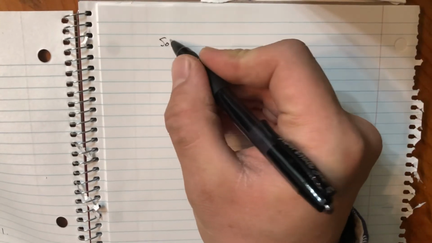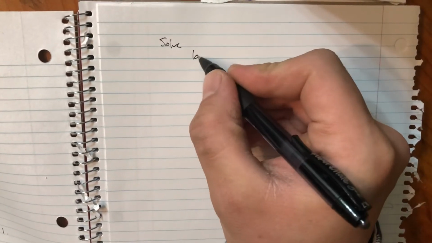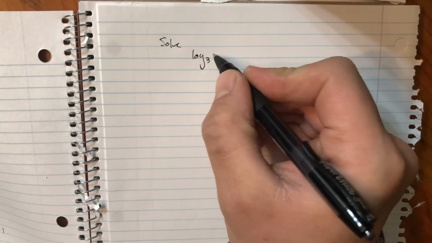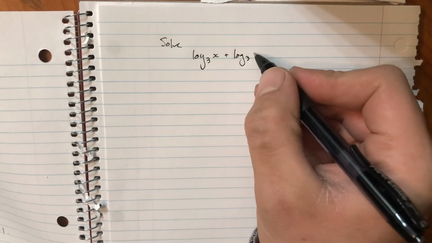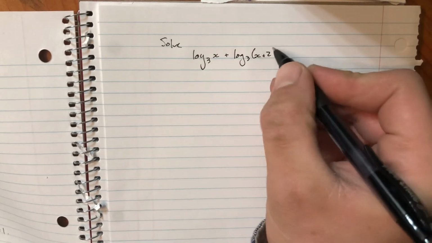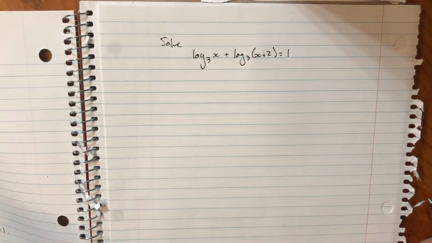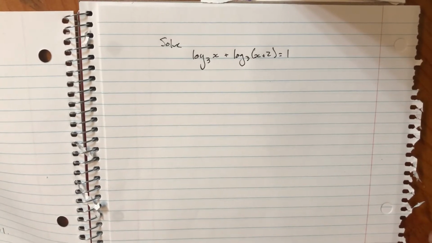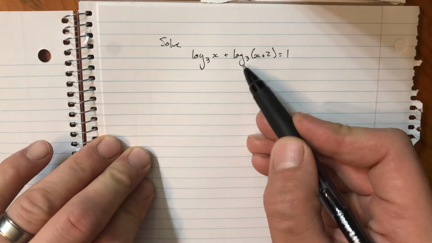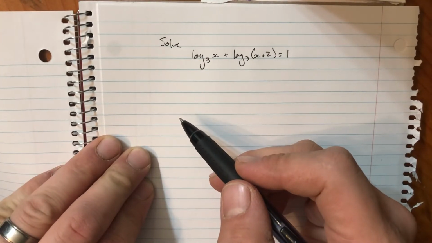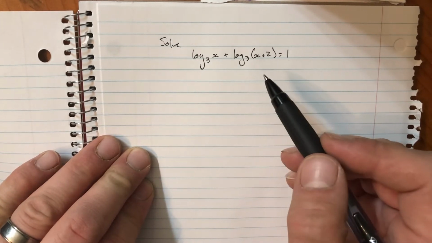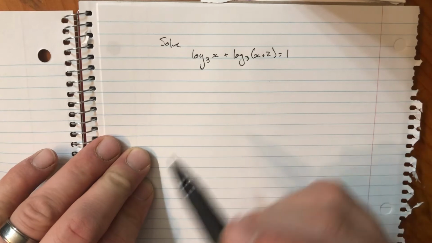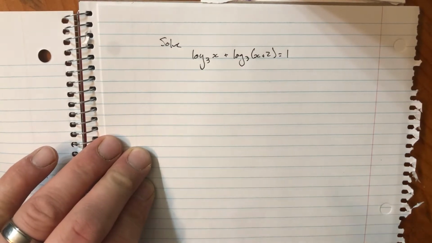So we're going to solve this slightly more complicated logarithmic equation. It's log base 3 of x plus log base 3 of x plus 2 is equal to 1. Now, when you have multiple logarithms, if they're the same base, then that means it's time to go ahead and use your properties of logarithms. If they're different bases, then you'd have to use a change of base and hopefully be able to manipulate some other technique there. So here we have the same base.